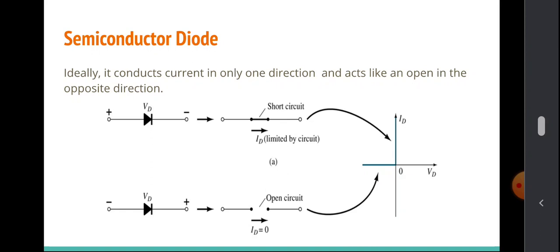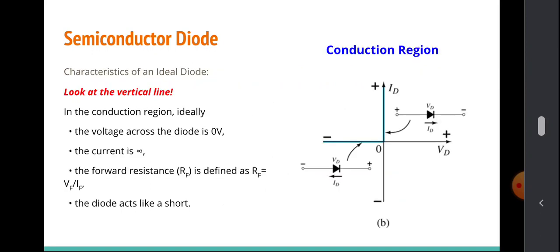The color green, the I sub D for the short circuit, approaches infinity, and then the voltage V sub D in the open circuit is negative infinity. Okay, characteristics of an ideal diode. Look at the vertical line. That is a positive current, positive I sub D.